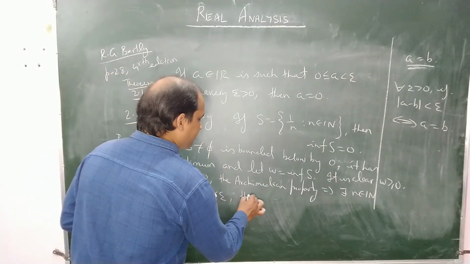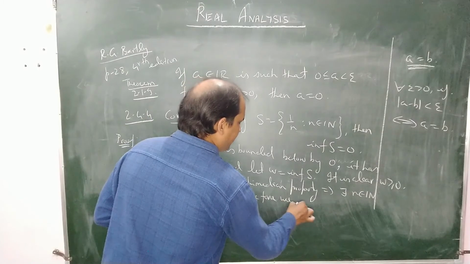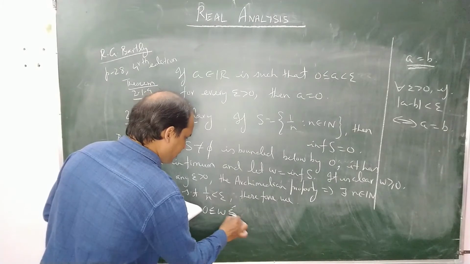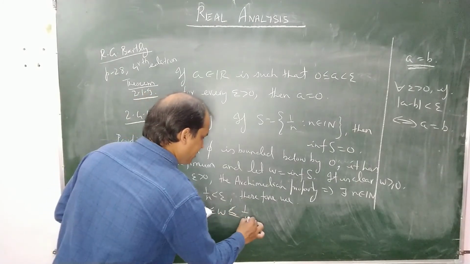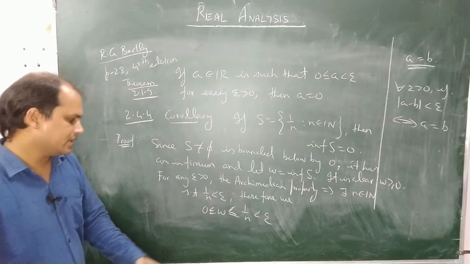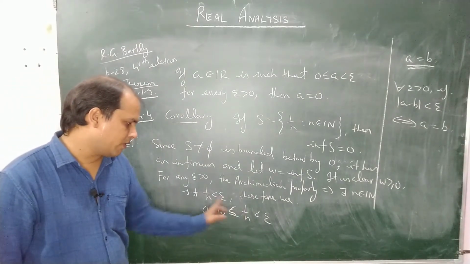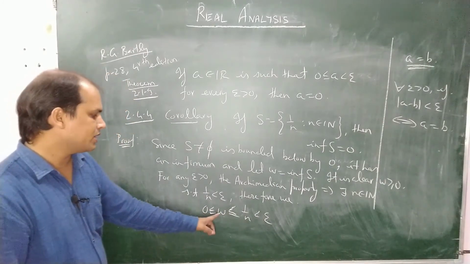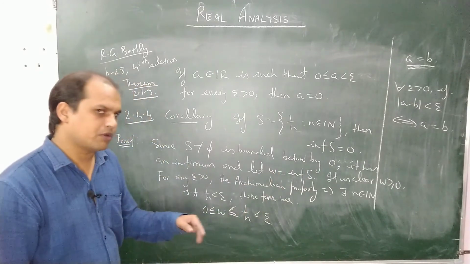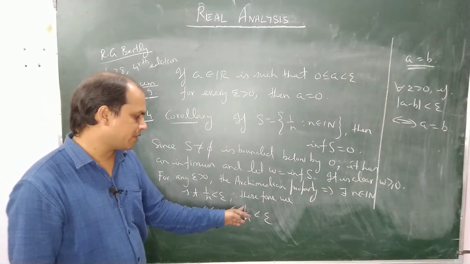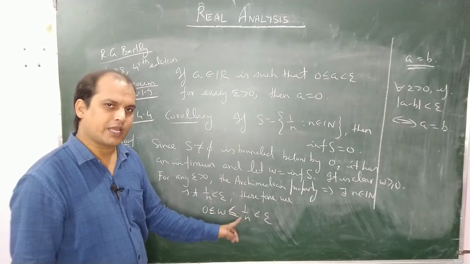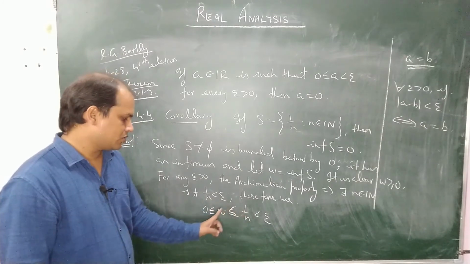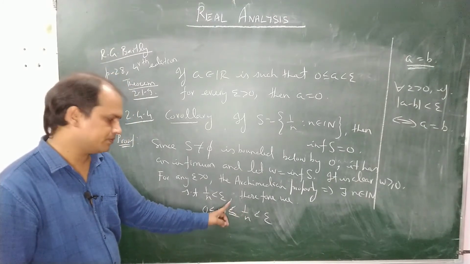Therefore we must have 0 is less than or equal to W is less than or equal to 1 by n is less than epsilon. Why are we claiming this? Because W is the greatest among all lower bounds, but by the property of a lower bound, it should be less than every member of the set. Either it can be at most equal to 1 by n type members, or strictly less than this 1 by n. So this is the reason why we have less than or equal to here.